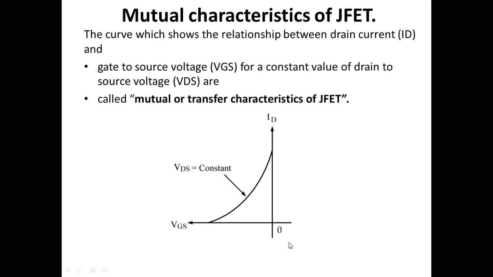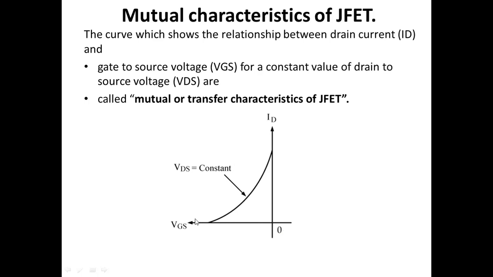Now a graph is drawn between VGS versus ID. You will get the mutual characteristics. From the mutual characteristics, it is clear that the drain current decreases with increasing gate voltage. The gate voltage is a negative voltage. If the gate to source negative voltage increases, the drain current decreases.